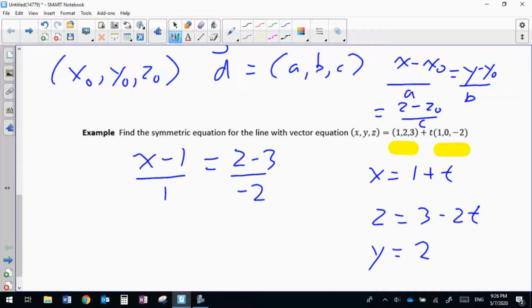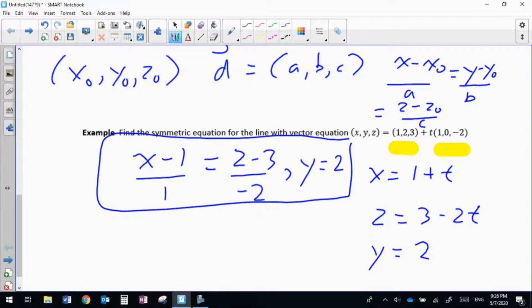We can't divide by 0, so what we actually do is we just write a comma, and we just write y equals 2. That's actually the symmetric equation in this case. x minus 1 over 1 equals z minus 3 over negative 2, comma, y equals 2. And you have to do that when you have a direction number equal to 0. And I will say this too, it's not necessary to write x minus 1 over 1. That's one case where you might just say x minus 1.